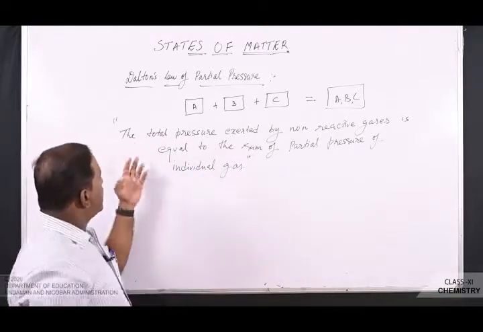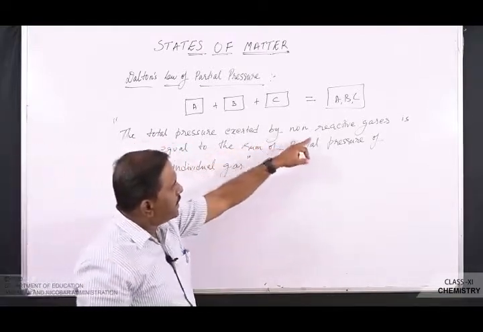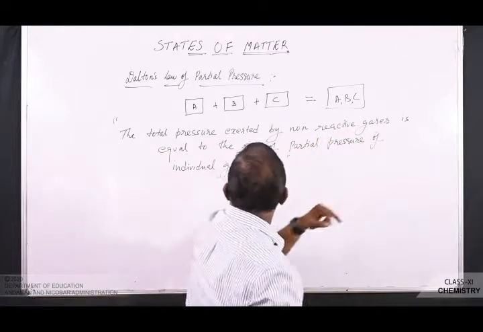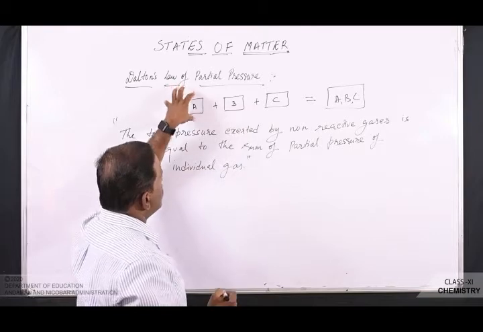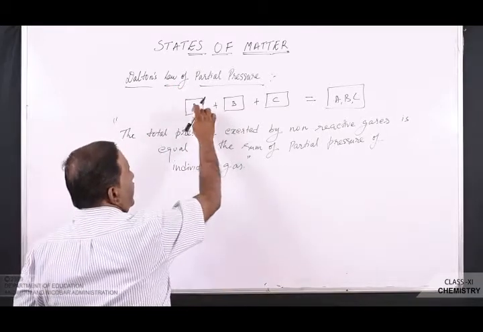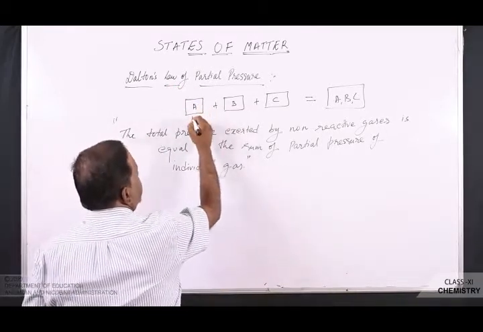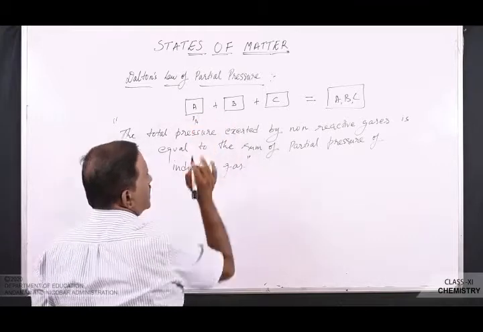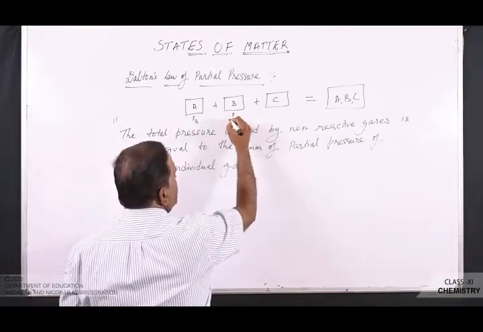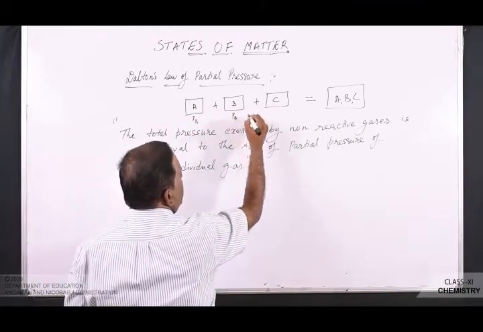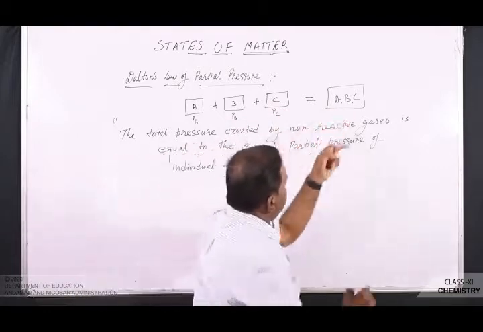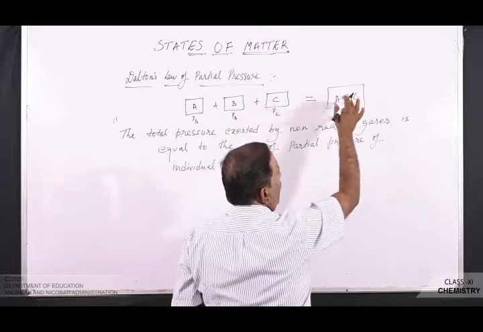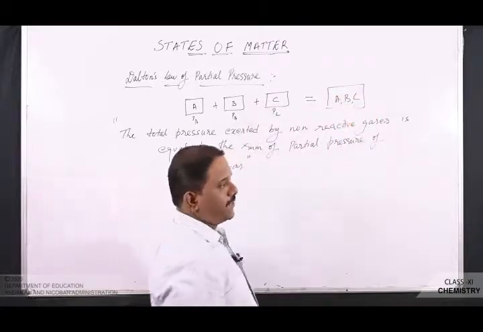So his statement is the total pressure exerted by the non-reactive gases is equal to the sum of the partial pressure of the individual gases. So this is gas A, it will exert a pressure, that is Pa, the partial pressure. Similarly, this gas also will exert a pressure, that is Pb, Pc. So the total pressure should be for non-reactive gases.